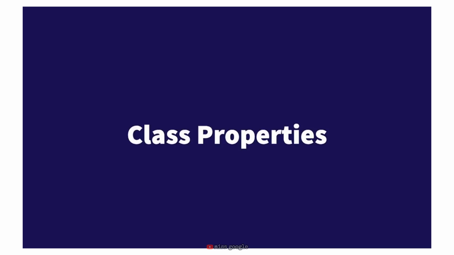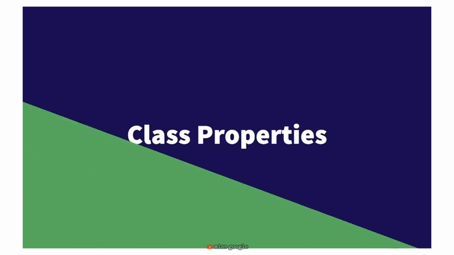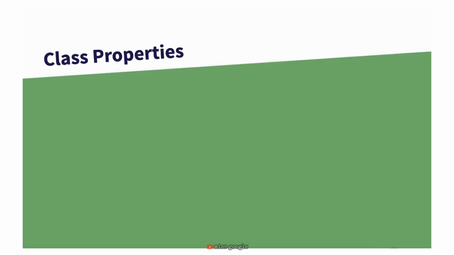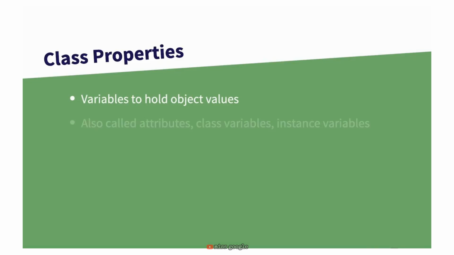In this movie, we're going to learn how to add properties to our class definitions. Properties are simply variables to hold object values. These are also frequently referred to as attributes, class variables, or instance variables. And you'll hear these terms used interchangeably all the time. They mean the same thing. They're even used interchangeably inside the PHP documentation. So don't be confused if you see it called properties one place and attributes somewhere else.